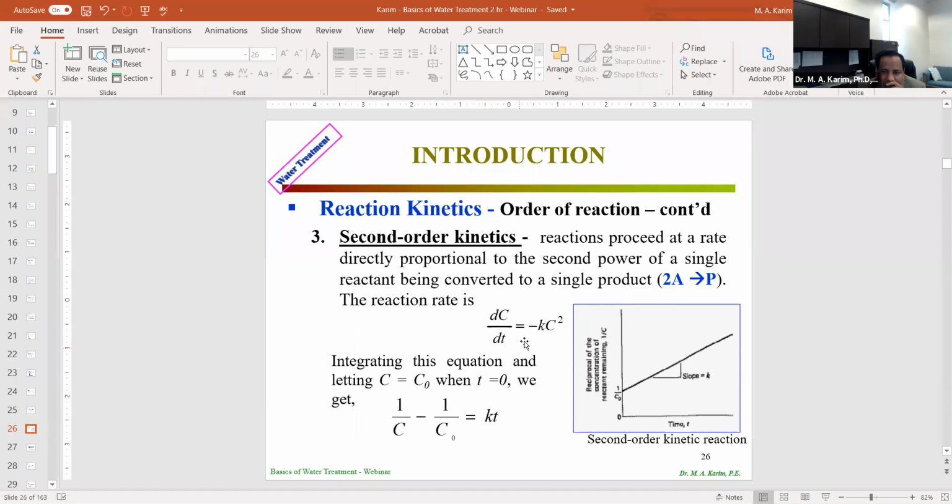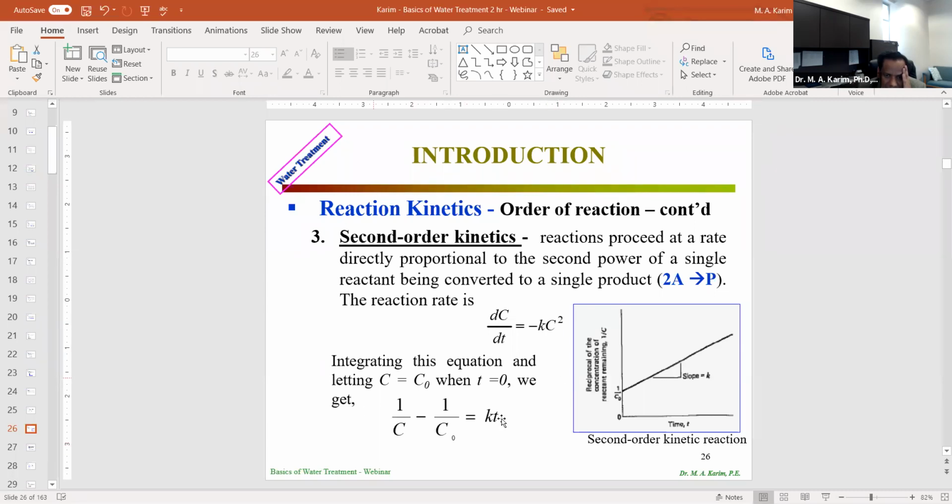Second order kinetics is basically a reaction process at a rate directly proportional to the second power of the single reactant being converted into a single product. So in this case, 2A equals P, right? So that means power 2 in this case. dC over dt is proportional to C squared. So ultimately it is negative K C squared.